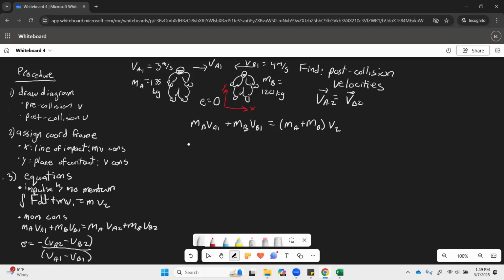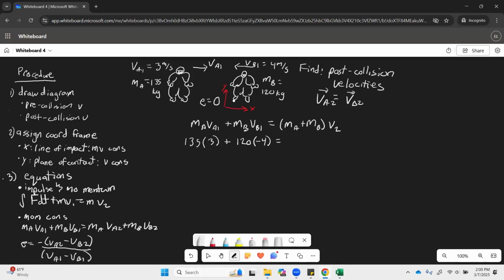So let's put these numbers in now. So we'll have 135 times VA1, which is 3, plus the 120 for MB, and then VB1 is going to be -4.